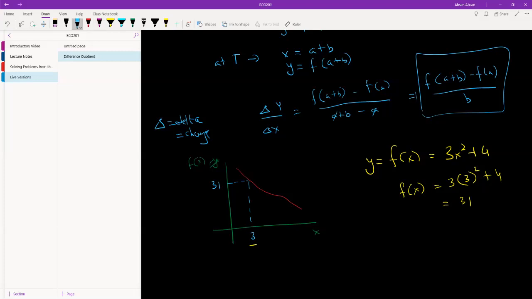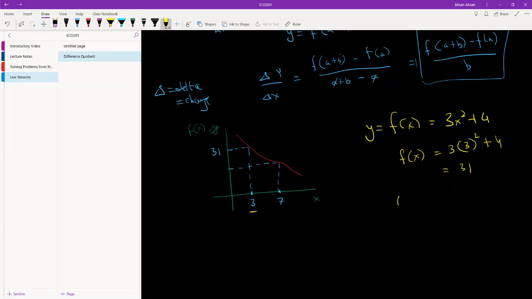And from here, we move to, suppose, 7. So we were here. Now we have moved here. This is 7. And when we are at x equal to 7, we of course have a new value here, and we have to calculate that as well. If x is equal to 7, f(x) equal to 3x squared becomes 3 times 7 squared plus 4. Okay, so 7 squared is 49, times 3 is how much? 147, I suppose, plus 4 is 151.